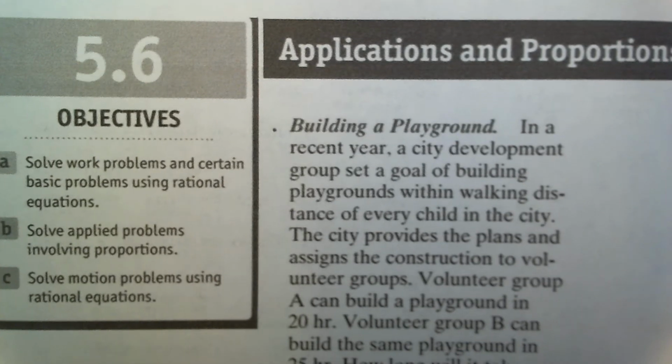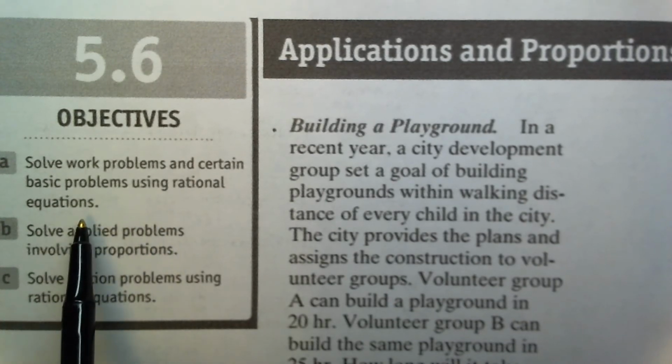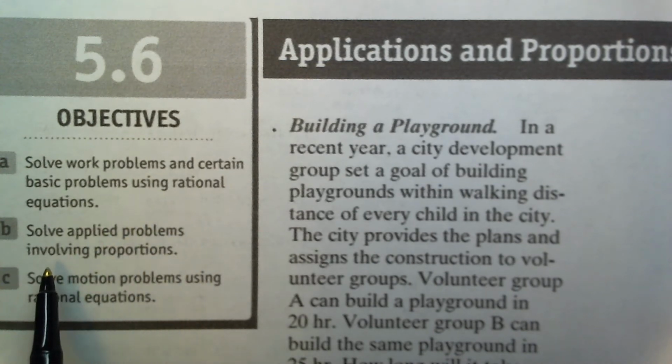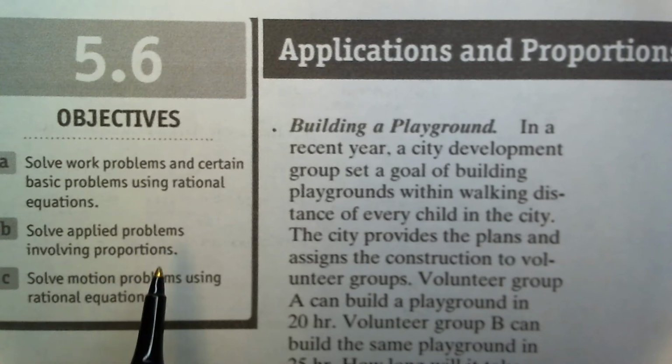Section 5.6 is about applications and proportions. There are three objectives. One is to solve work problems and certain basic problems using rational equations, a topic we just covered in section 5.5. Then we also solve applied problems involving proportions, which may be a new concept for some of you. And then we're going to solve some motion problems using rational equations.